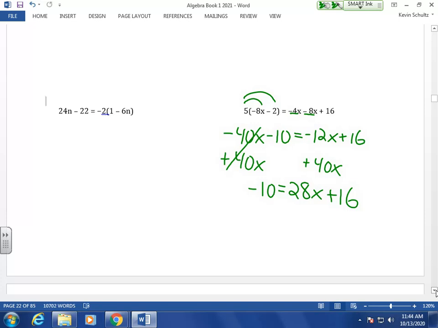This isn't going to end pretty for us, is it? No, it's not. That's okay, though. We can do it. Subtract 16 from both sides. We get negative 26 equals 28x.